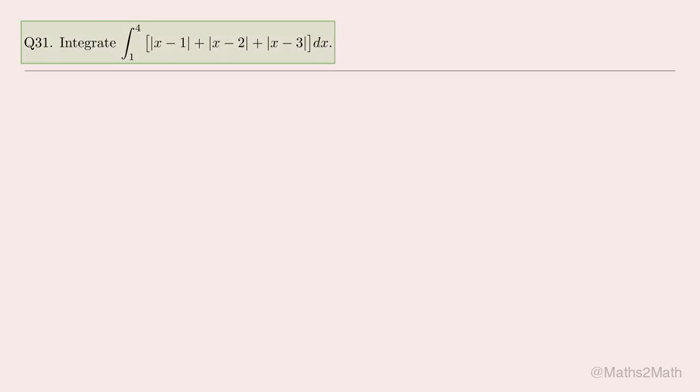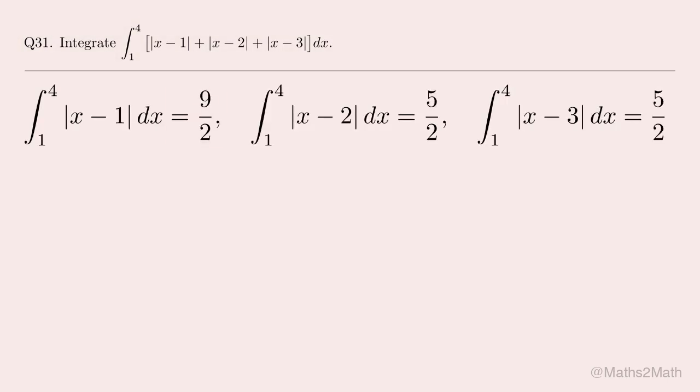Question 31, the last evaluation. 3 moduli, 3 corner splits. Handle each modulus separately over 1 to 4. The 3 integrals evaluate to 9 halves, 5 halves, and 5 halves. Sum 19 halves.